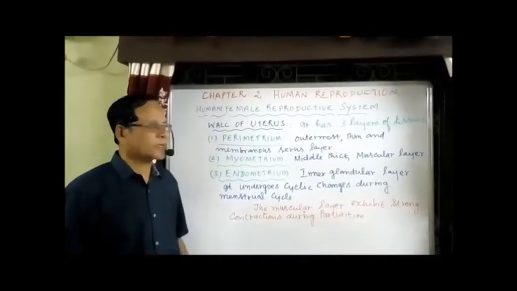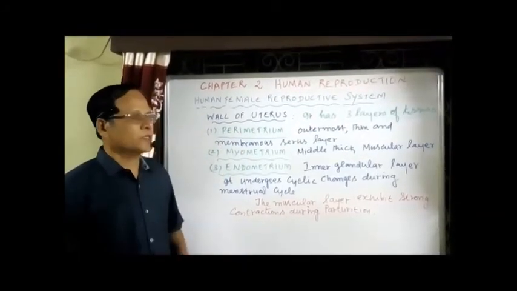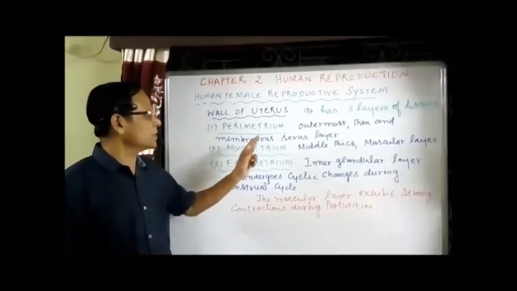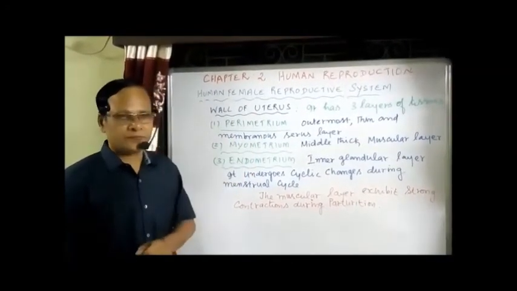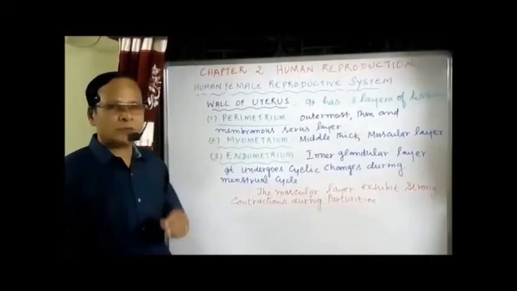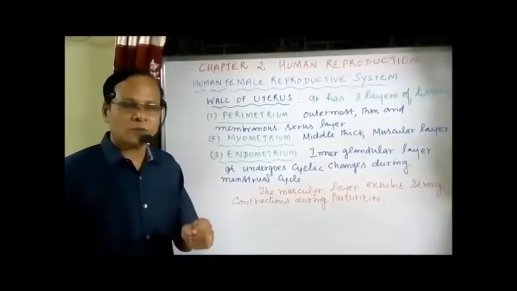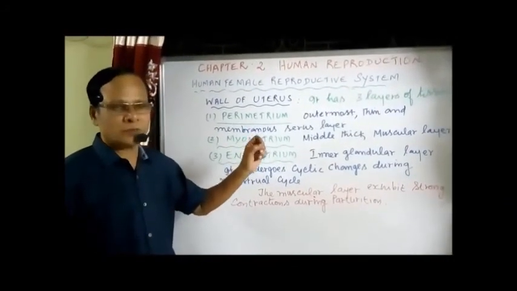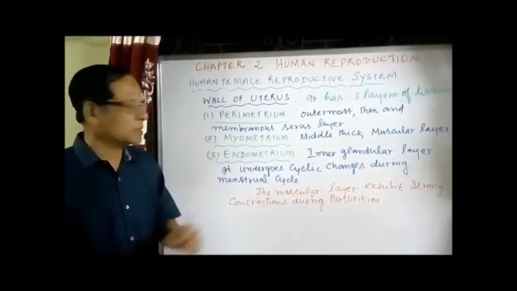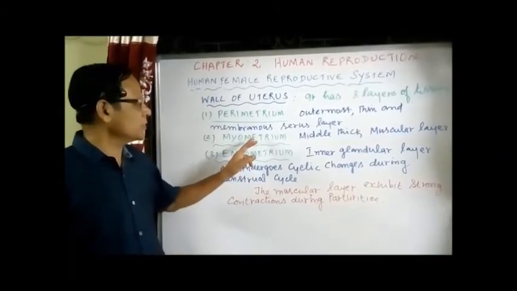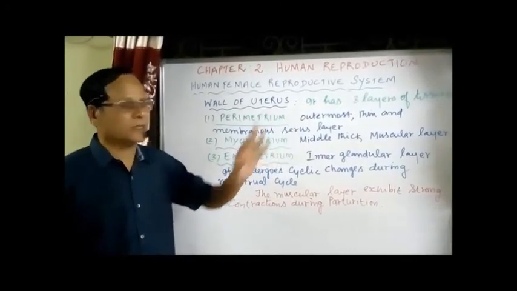The wall of the uterus has three layers of tissues, namely the perimetrium. This is the outermost thin and membranous serous layer. Then we have the myometrium, made up of smooth muscles. The strongest muscle present in the body, regarding smooth muscles only, is in the myometrium. The strongest smooth muscle is present in the wall of the uterus. So the myometrium is formed of thick muscular layers. It is the middle thick muscular layer.